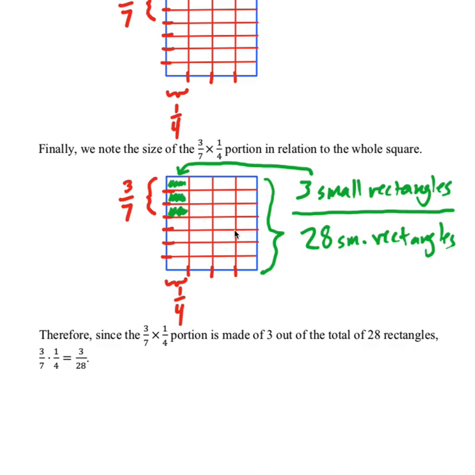So finally, when we put this all together to say how big the rectangle representing the product actually is, we say that is 3 out of 28. In other words, our product represents the area of 3/28 of a square unit.